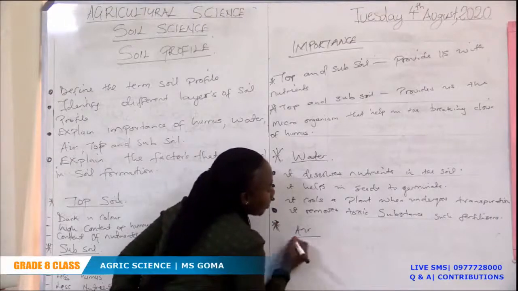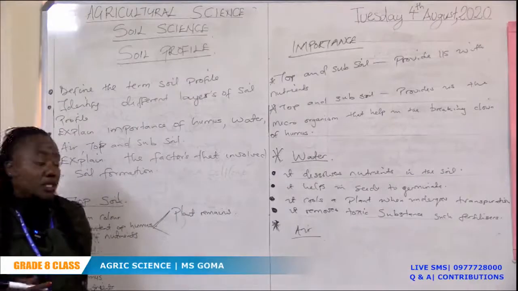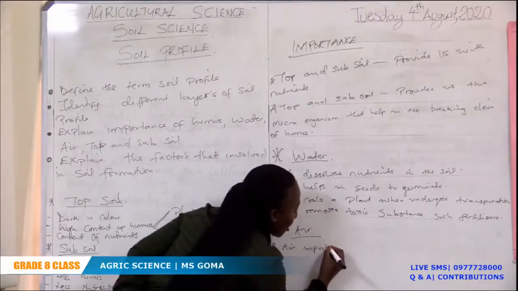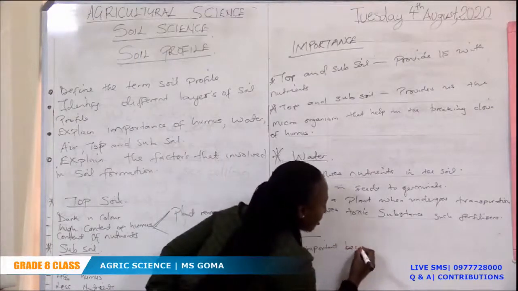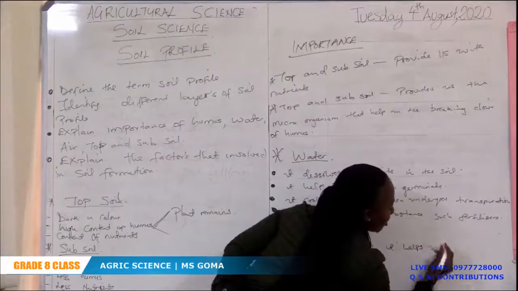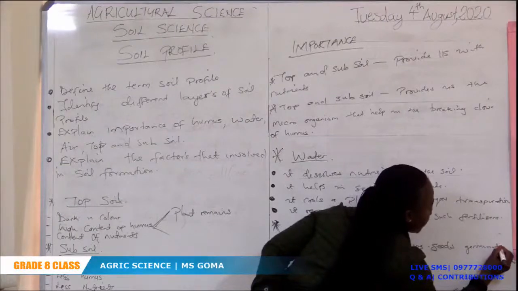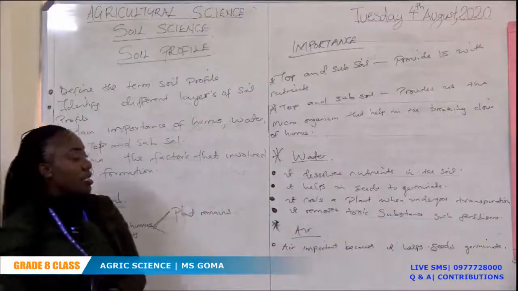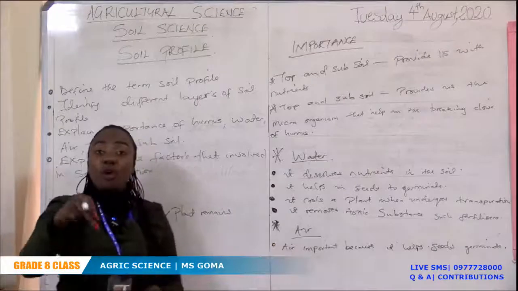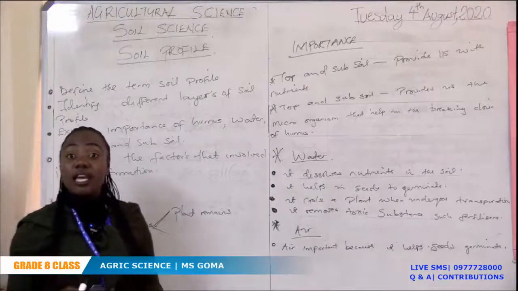Air. How is air important in the crops? The first point, air is important because it helps seeds to germinate. Apart from helping seeds to germinate, it is also important for the microorganisms that are found in the soil.